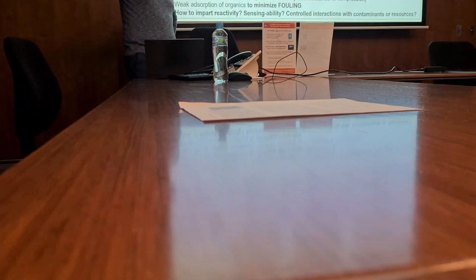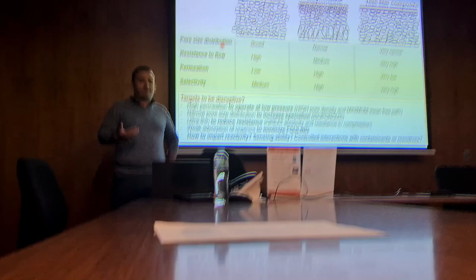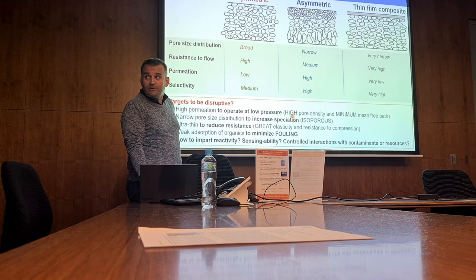Different structures of membranes, and just because of time constraints, we're focused on the challenges here. I think to be disruptive, we want to be able to operate membranes at low pressure to get the same flux, so to have higher permeability materials. Be able to have narrower pore size distributions to increase speciation, and I'm going to show that to you today, to have near isoporous type materials.